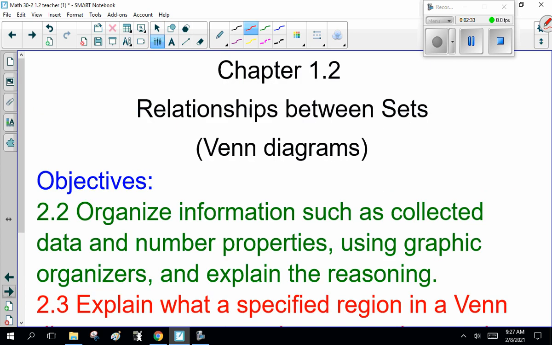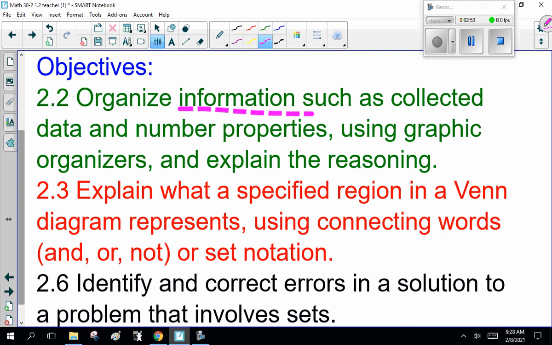Now, moving on, relationships between sets or Venn diagrams. The objectives here are to organize information such as collected data and number properties using graphic organizers and explain the reasoning. Nice blank, supposed to fill in. Organize information such as collected data and number properties using graphic organizers and explain the reasoning.